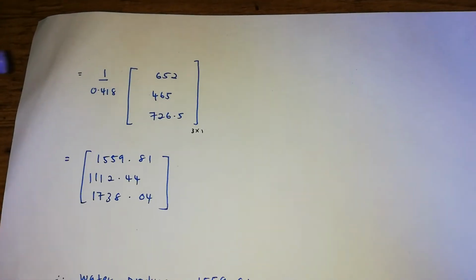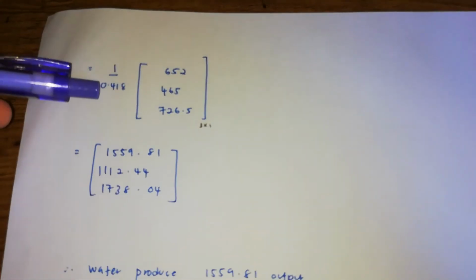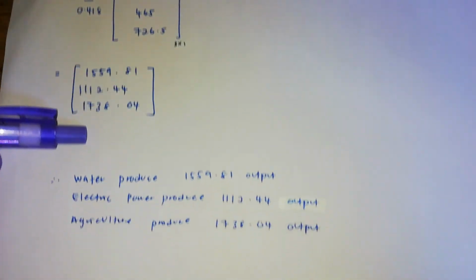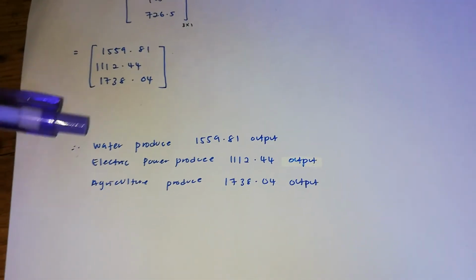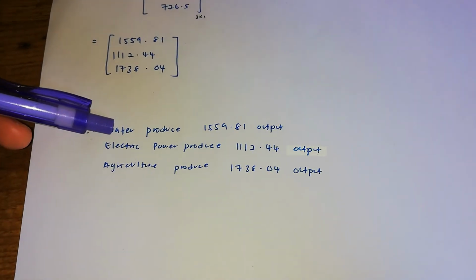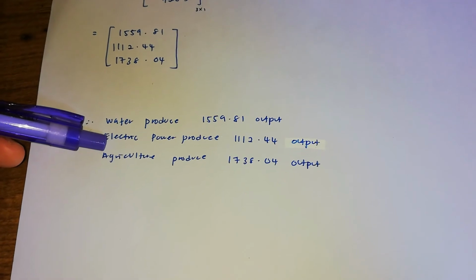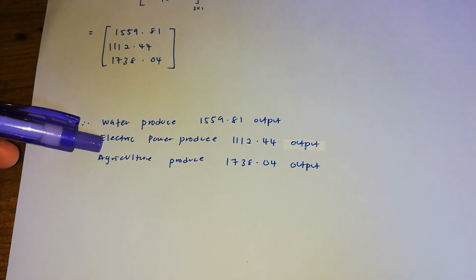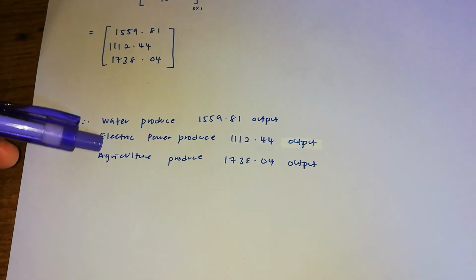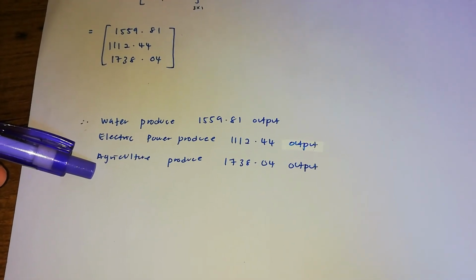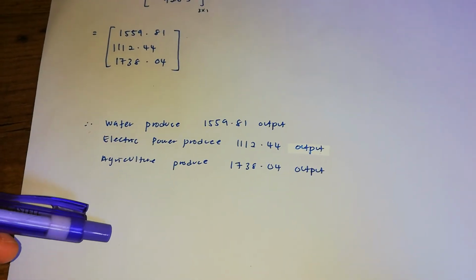Next, after we solve it, we need to multiply 1 over 0.418 with this answer, and then we get this answer. Therefore, the final answer is: water produced 1559.81 output, electric power produced 1112.44 output, and agriculture produced 1738.04 output. That's all the answer.